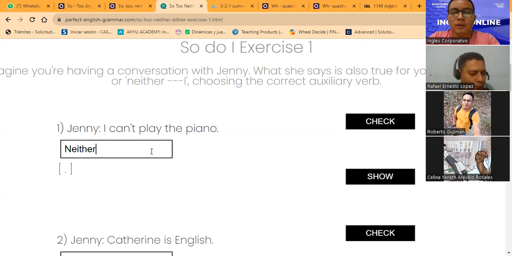You already identified one thing, which is nice, because neither is used if the sentence is negative, and you are right, because I can't play the piano is negative. You say neither. Neither can. Neither can what? We need to use the pronoun, remember. Neither can. If you want to express agreement, what do you say? Neither can I. Nice, Dennis. Good. Dennis already sent the answer in the chat. Neither can I. Let's check it. There you go. You have a green check that tells us that it is correct.